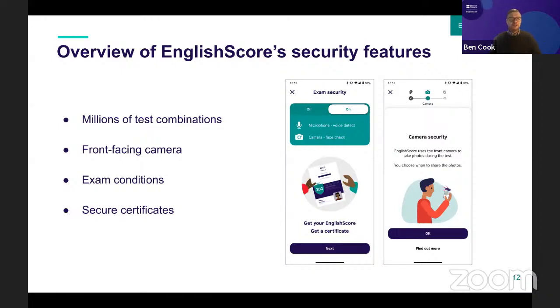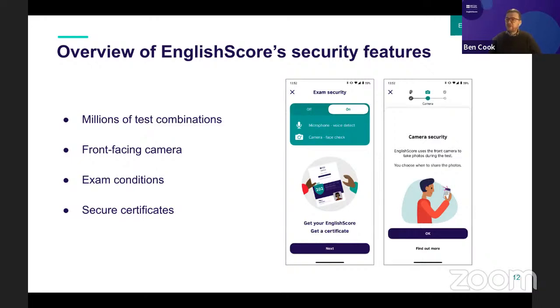So we do a number of different things. One of these is we have millions of test combinations, so that people don't get the same test repeated. So that as an individual test taker, you don't see the same test when you take the test more than once, but also if you're in a class of students, that you're not all getting the same test. So it's really important that you're getting a randomized test.